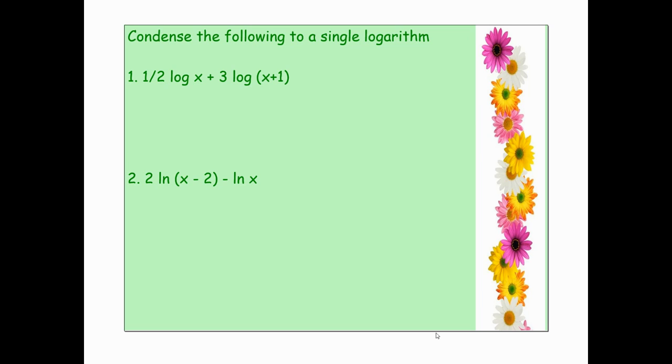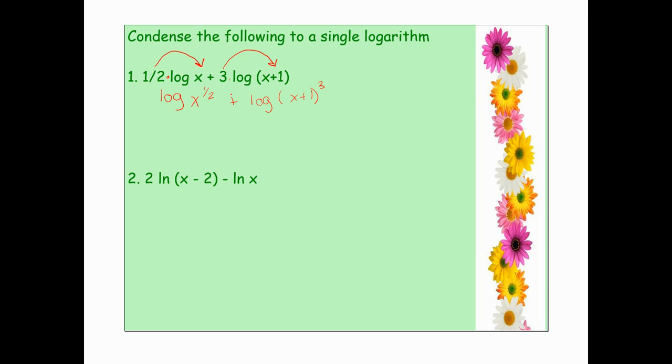So I have here 1/2 times the log of x plus, and we know that that plus sign means our product property, 3 times the log of x plus 1, all in parentheses. What I'm first going to do is simplify this expression by taking my 1/2 and raising it to the x, as well as 3 is going to raise the x plus 1. So I'll end up with log of x to the 1/2 power, which we should know is your square root, plus log of x plus 1 to the third.